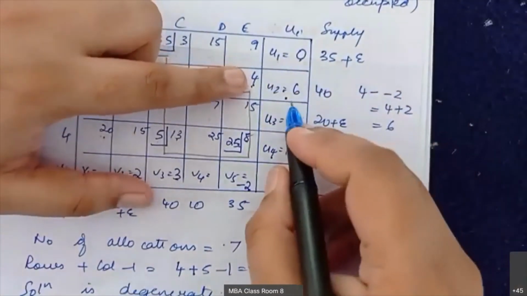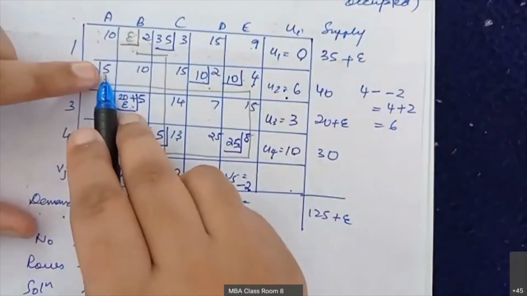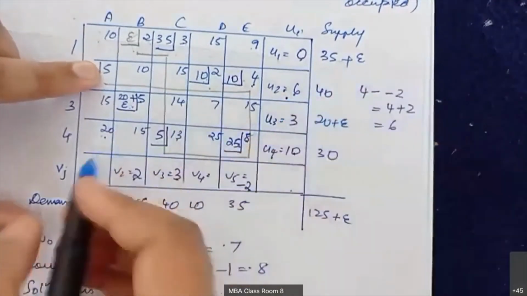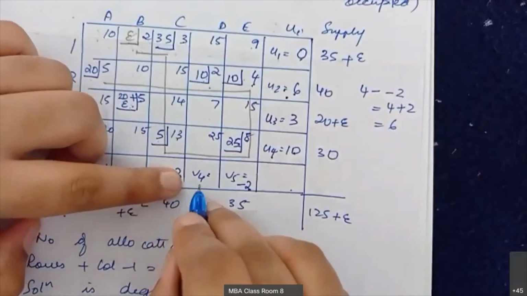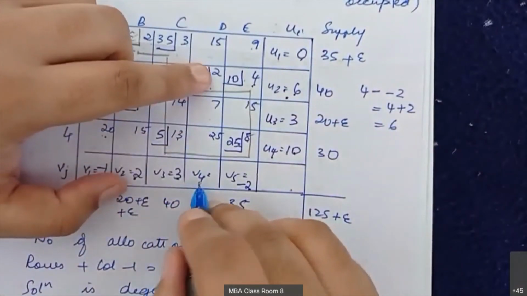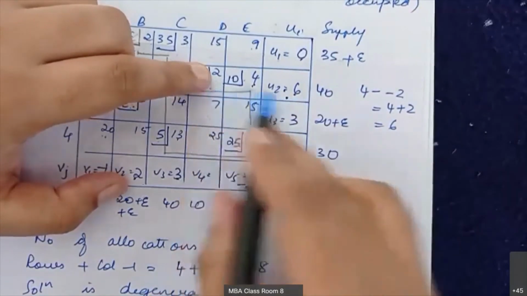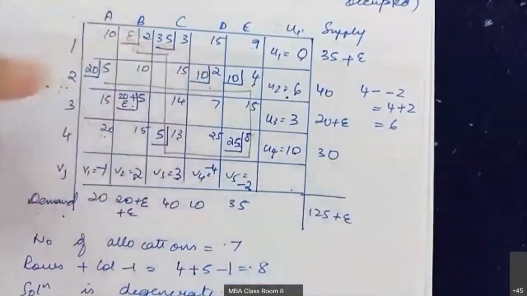Now I need to find the value of V1. For that I know the cost here, 5. 5 minus 6, that is minus 1. Now I've got all the values. One more value is there, V4. I know the cost here, 2. I know the U2 value, 6. So I can find V4. That is 2 minus 6, that is minus 4. Now we have got all the values.